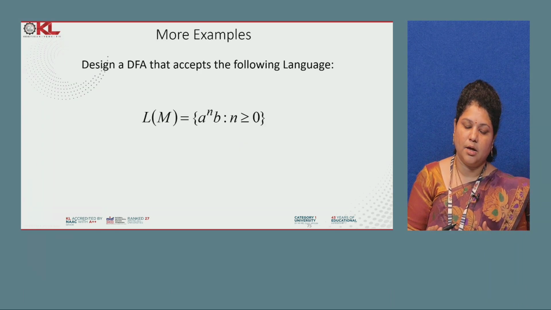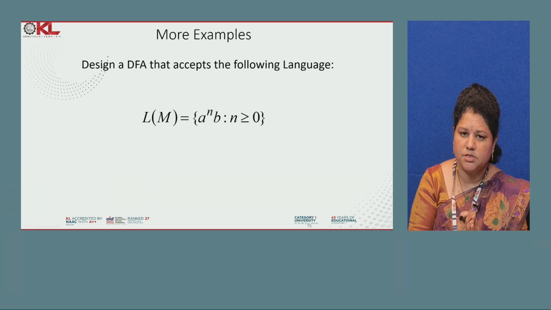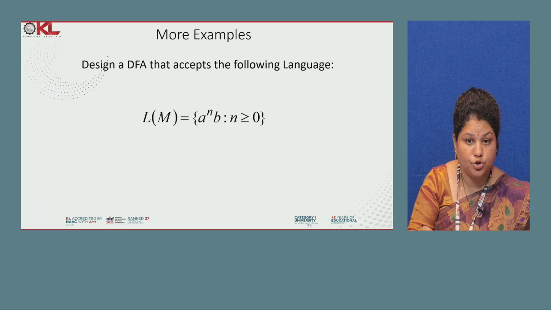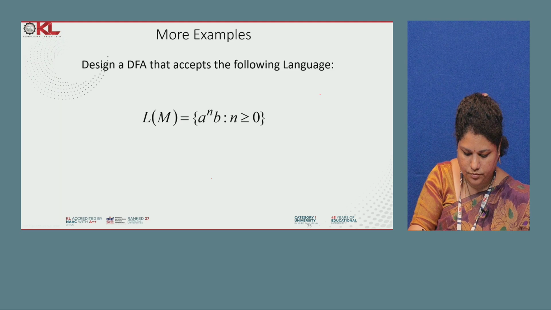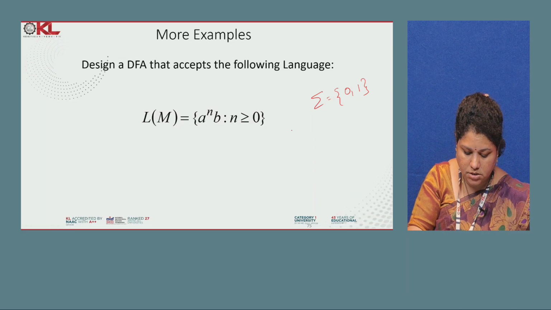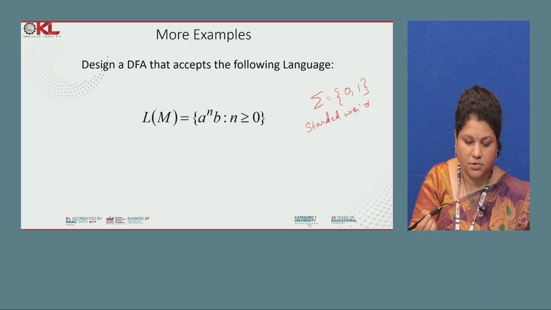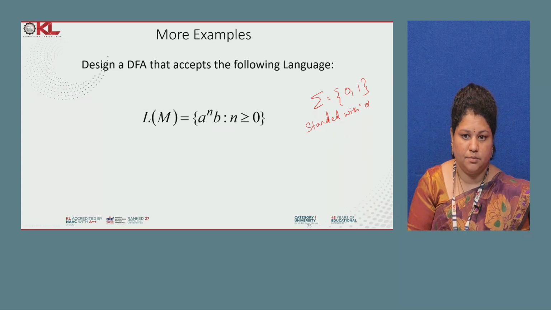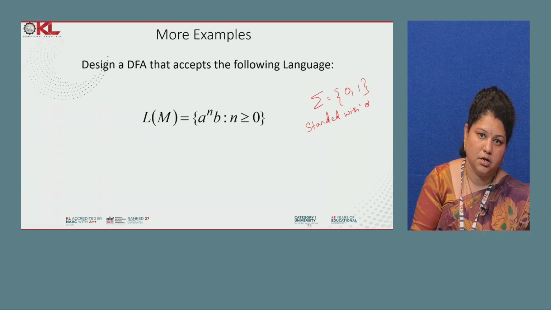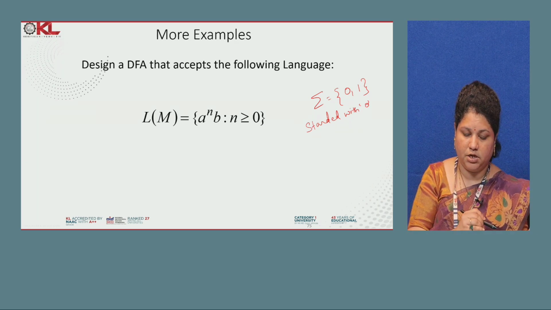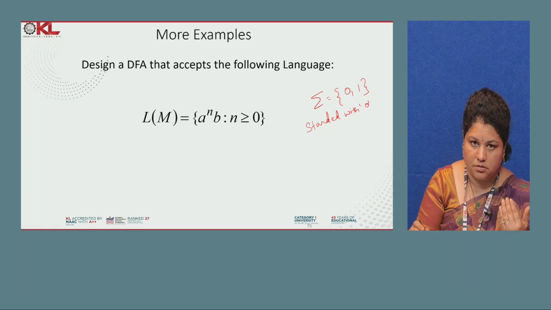By taking more examples, it will be completely based on the given constraint. For example, the given constraint is that the string should start with 0. So our input symbols are 0 and 1. What is our constraint? The string should start with 0. Based on the constraint, the DFA is generated. So the DFA diagram starts with 0 only.